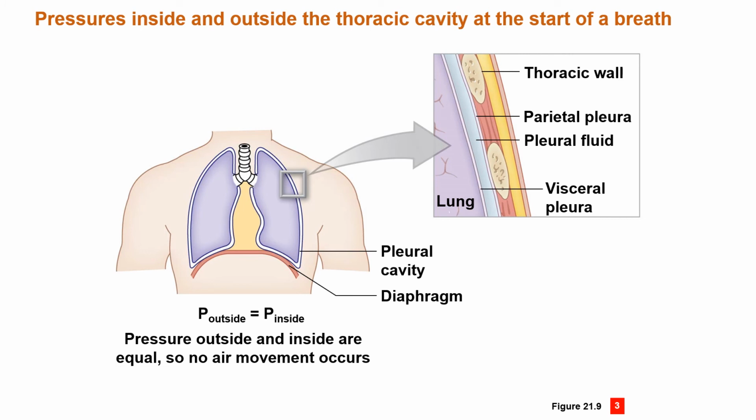This is going to be at rest, where pressure on the outside equals pressure on the inside of the lungs. Here we can see the parietal pleura, the visceral pleura, and the pleural fluid are going to maintain a constant position. The lungs are not increasing or decreasing in size, and therefore there is no air movement occurring.